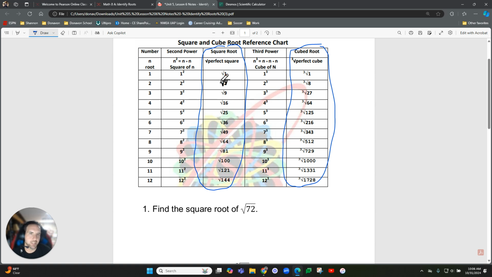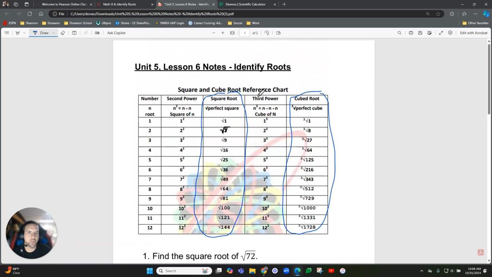So these are the perfect square roots, perfect cube roots. And what that means is that when we take the square root of these numbers, the answer is a whole number, right? So if we take the square root of 16, it's 4. If we take the cube root of 64, it's 4. So that's what this is saying. So square root of 25 is 5. So what we're doing when we're identifying roots is we're basically just simplifying.